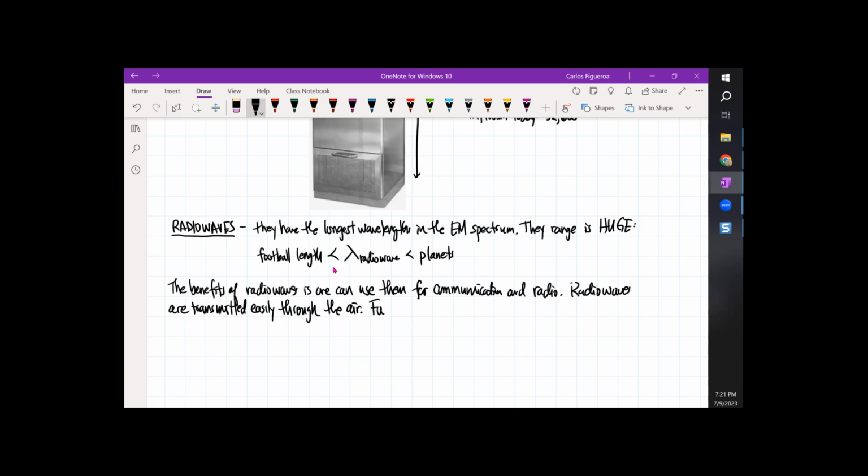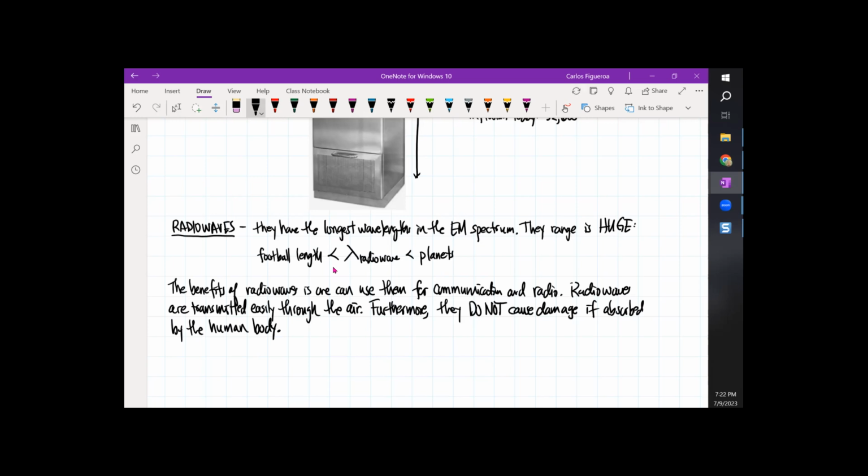Furthermore, they do not cause damage if absorbed by the human body. That makes them ideal.